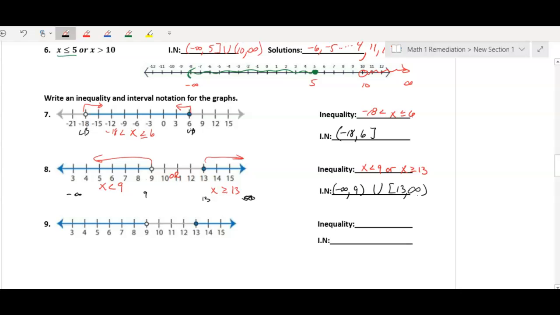And the last one we know is an or statement again, right? But it happens to be the same exact problem. So don't worry about it.